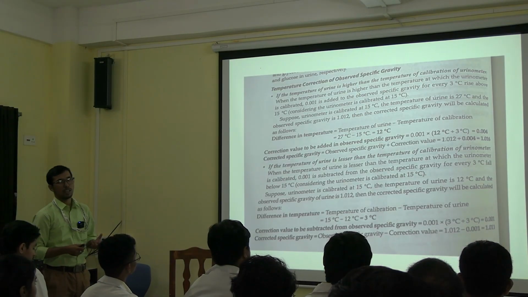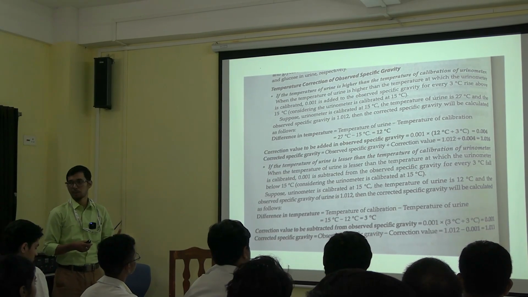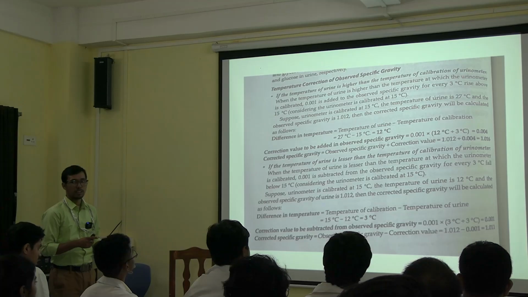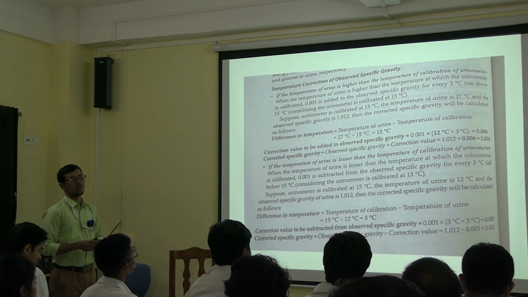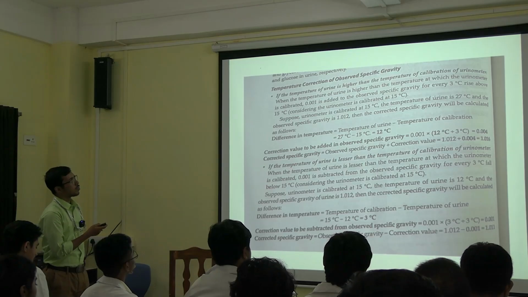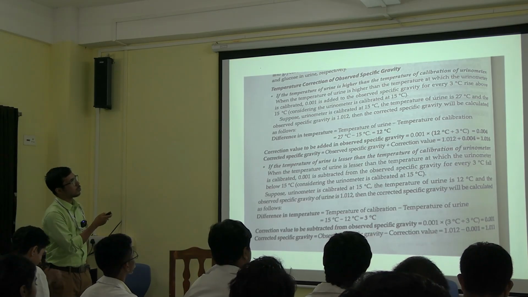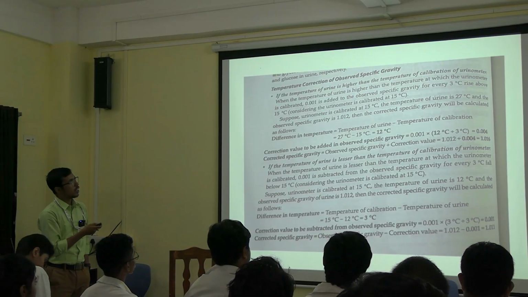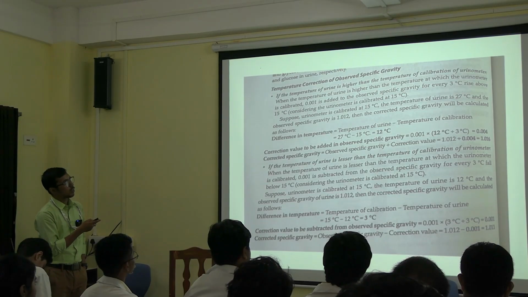So let's say a normal sample of urine is at room temperature, that is 27 degrees. When it is compared with the calibrated 15 degree temperature, what do we do? Suppose the urinometer is calibrated at 15 degrees and the urine is at 27 degrees, and after that we observe the specific gravity, that is 1.012. Then the corrected specific gravity will be calculated as follows.